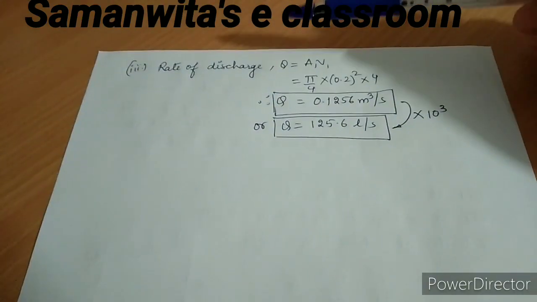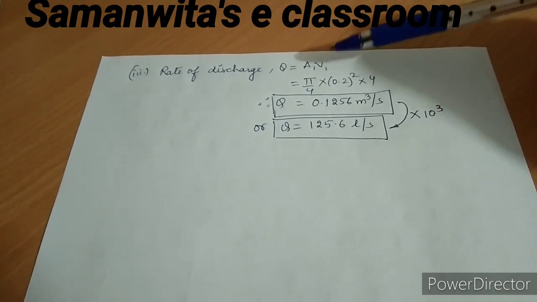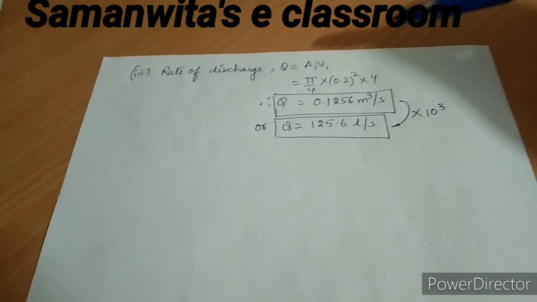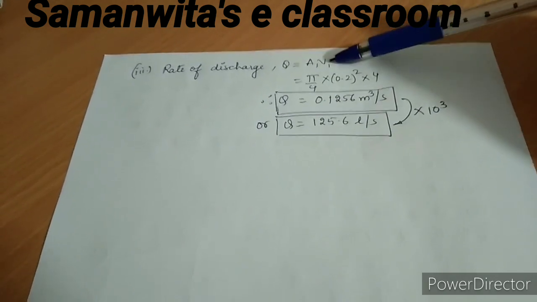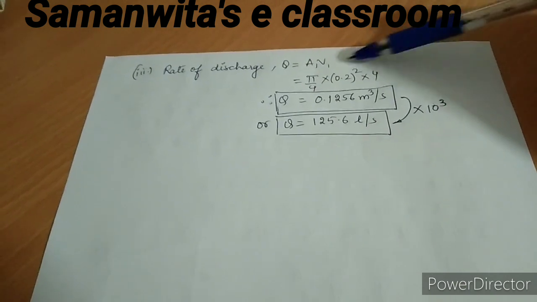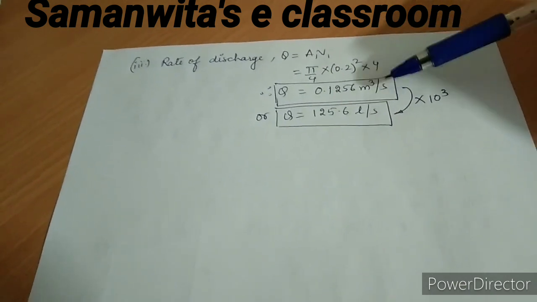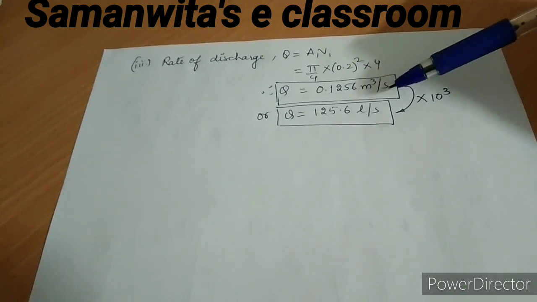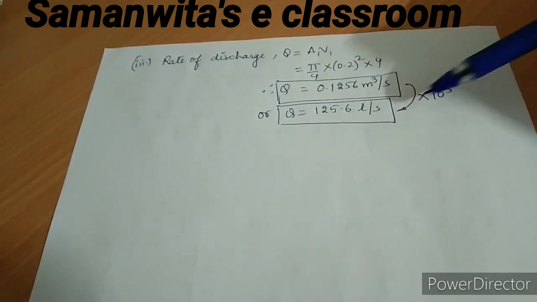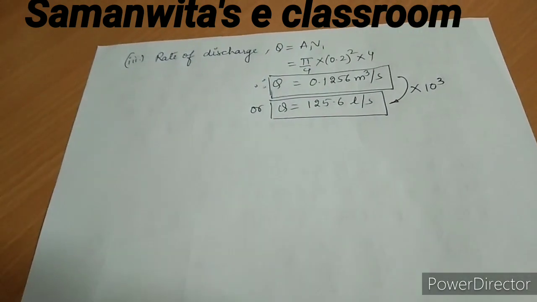For calculating the rate of discharge Q, the formula can be either Q is equal to A1 V1, or Q is equal to A2 V2. I am using A1 V1 here. Just substitute pi by 4 d1 square into V1. You will get the answer of Q in meter cube per second. For converting meter cube per second into liters per second, you need to multiply with 10 raised to 3. So this is the answer in liters per second.